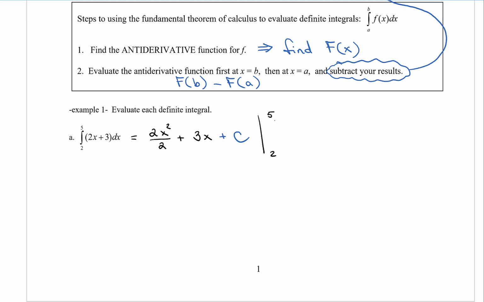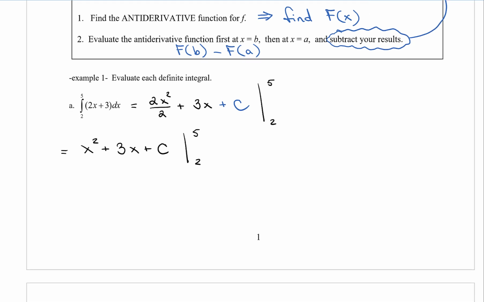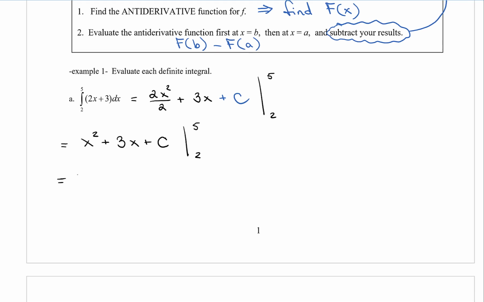Now that we found the antiderivative, we are ready to do the second part, which is to subtract our results, where we use the antiderivative evaluated at b minus the antiderivative evaluated at a. Here I'm going to simplify first. The antiderivative simplified is going to be equal to x squared plus 3x plus c, and this is going to be evaluated from 2 to 5. Now I'm going to substitute first the 5, which is the upper limit.